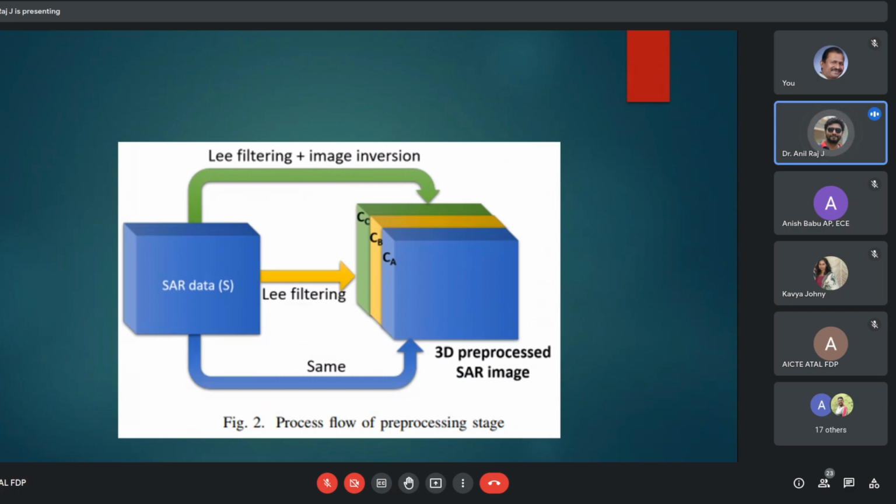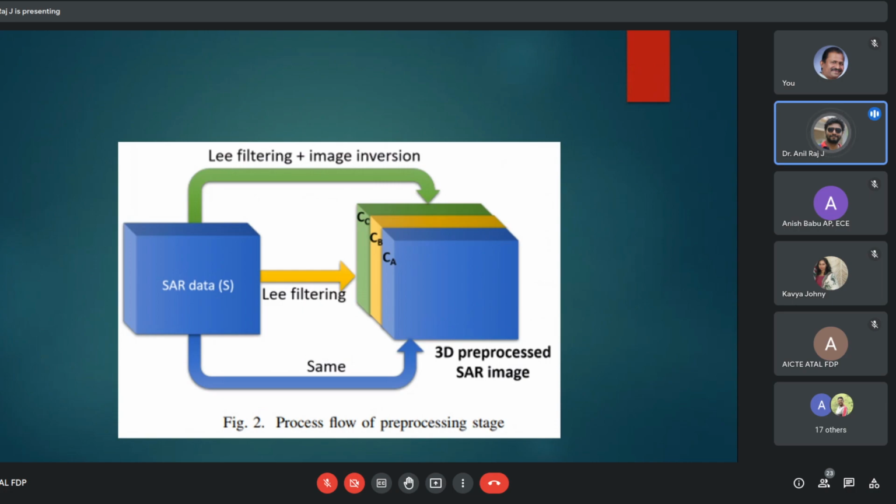So here, first the SAR data. From the 2D SAR data, we are generating three channels. The first channel is the same data, meaning we perceive all the information without destroying minute details. We are just using that same raw SAR data as the first channel. And the second channel we are fixing as a Lee filtered version of this raw data.